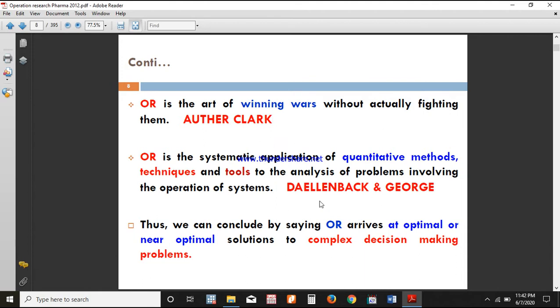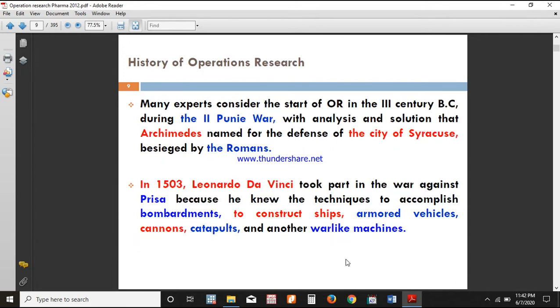You can find a lot of definitions while reading different books related to quantitative analysis, operations research, or mathematical issues. Finally, from the above definitions provided by different scholars, we can conclude that OR helps us find an optimal or near optimal solution to complex decision-making problems.